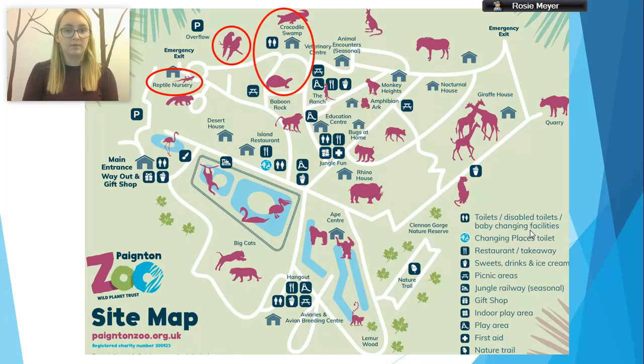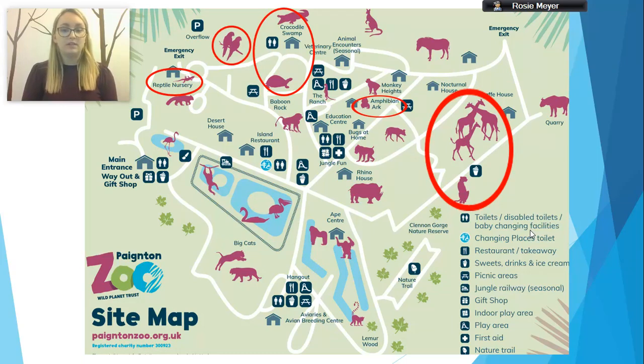We've got some more reptiles that are together, the crocodile and the tortoise. You can see those together. We've got the amphibian ark. So if you wanted to go and see all the amphibians, they would be there. And then we've got lots of big areas that have lots of mammals. Okay, so they're normally together. We can't put them in the same part because some of those mammals are carnivores and they would eat each other.